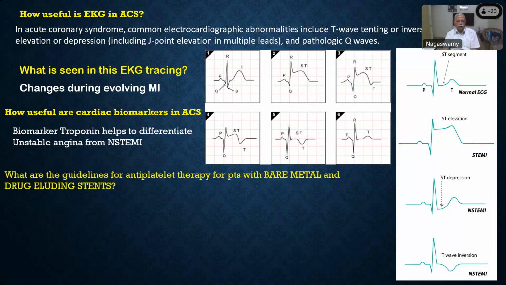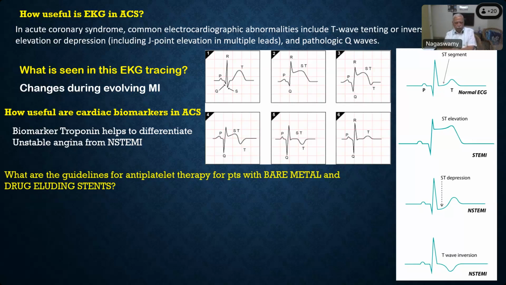What are the guidelines for antiplatelet therapy with the patients with bare metal and drug-eluting stent? This is another question they may ask you in the exam. So what is the guideline that you have to follow? How long the patient should be on antiplatelet therapy before you can stop it in case he has to undergo an emergency surgery? For how long?